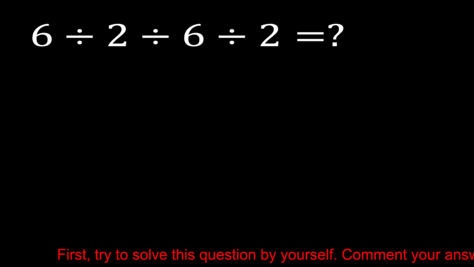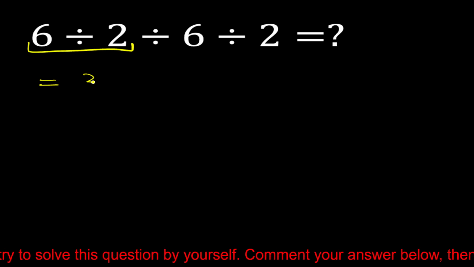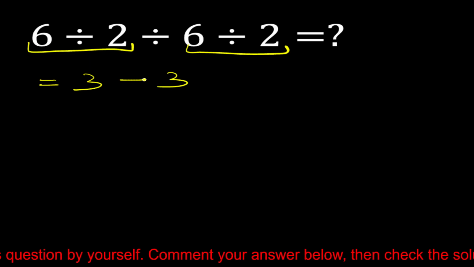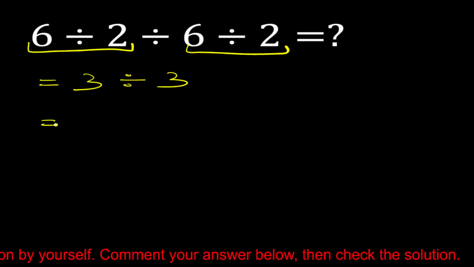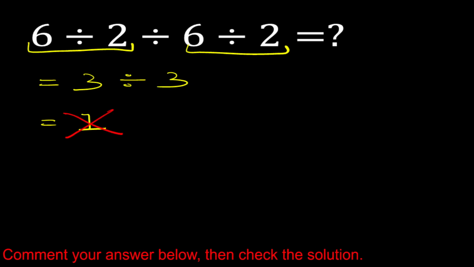So, most people solve this question like 6 divided by 2 is equal to 3. Then again 6 divided by 2 is equal to 3. 3 divided by 3 is equal to 1. But this answer is not correct. This answer is completely wrong.